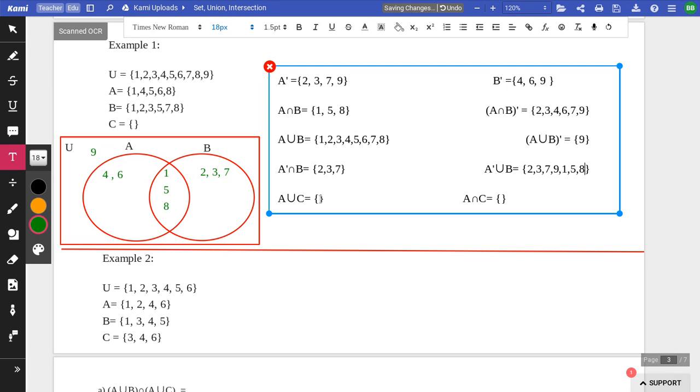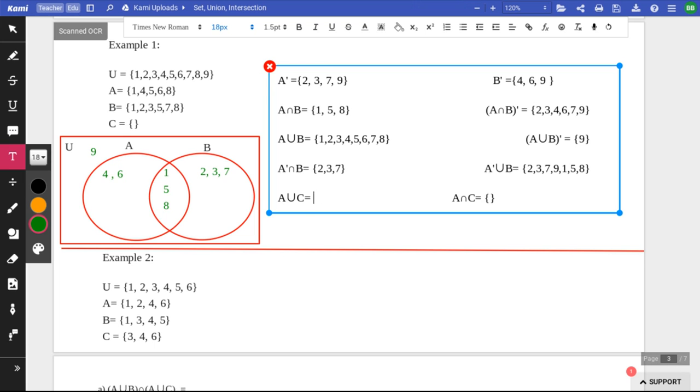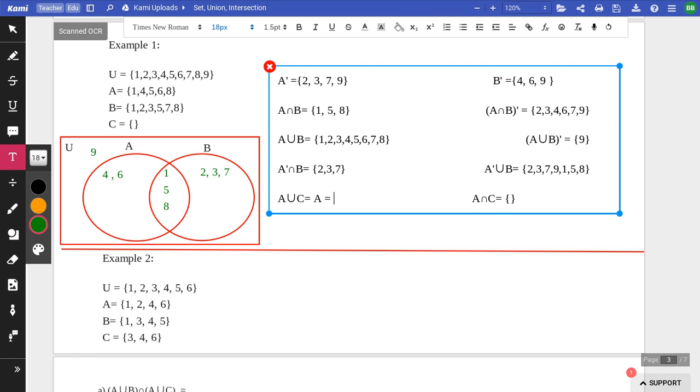And then we have in either A or C. And there is, I would say, almost like a proof for this one. C is an empty set. So that means it's A. Everything that belongs to A. And what does A equal? 1, 4, 5, 6, 8.